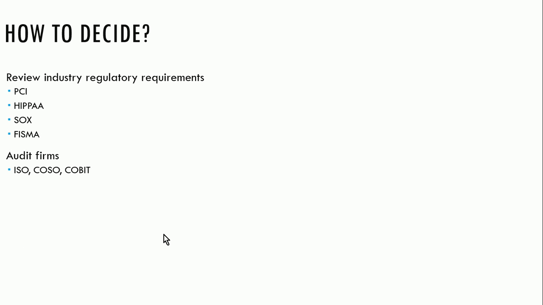Audit firms usually have to comply with ISO, COSO, or COBIT, and then there are the industry standards. So for example, COSO might be a standard that you would adopt for financial controls. COBIT might be something you adopt if your organization is more concerned with IT controls, governance, and risk.